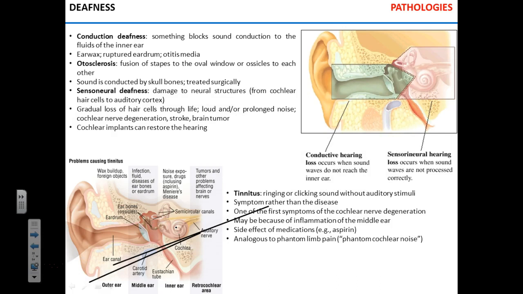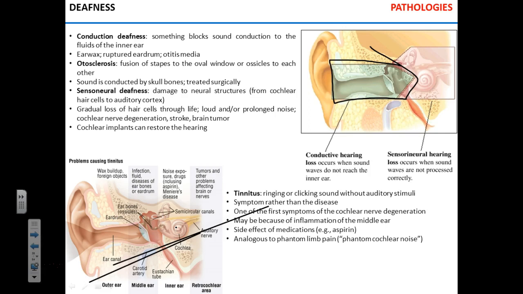Now, pathology of the hearing. Two types of deafness and tinnitus. Conduction deafness, obstruction of the sound path. What can cause conduction deafness? Earwax, accumulation of earwax. You can consider earplugs cause conduction deafness, right? When you put earplugs in your ear, sound just doesn't reach through. Does that make sense?